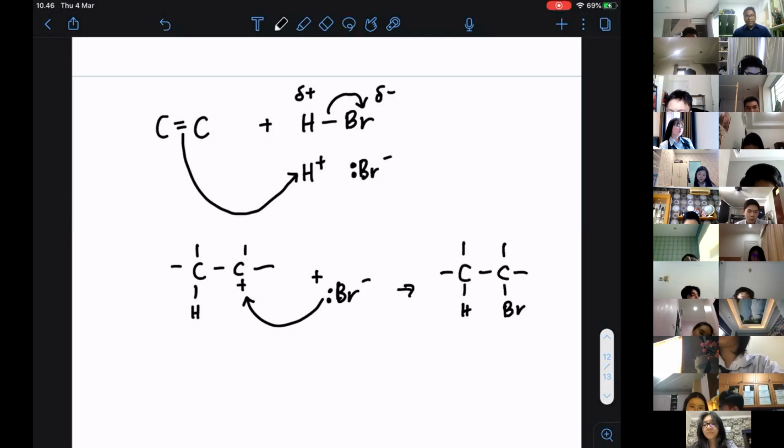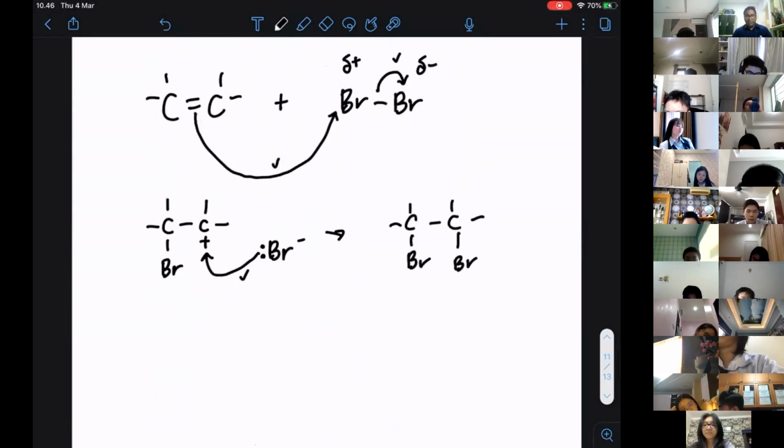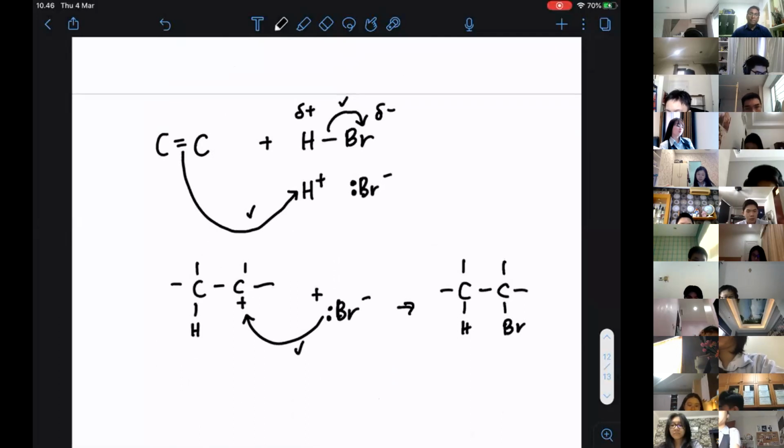Again, you can see how many curly arrows that we draw: 1, 2, 3. Still the same. But what's the difference? The difference is I show the heterolytic fission here, and for Br2, I do not show the heterolytic fission. Here I'm showing the heterolytic fission. That's the difference.